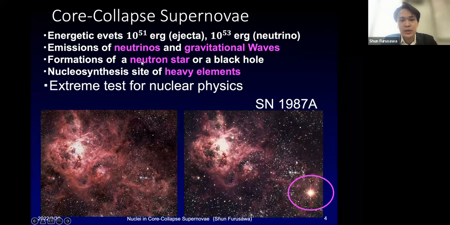The core collapse supernova is a very energetic event. The kinetic energy of the ejecta is 10^51 erg, and the neutrino energy corresponds to 10^53 erg. They also emit gravitational waves, and they synthesize heavy elements. And we can check nuclear physics by using this event.